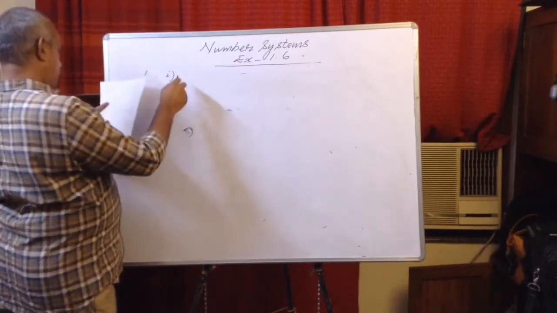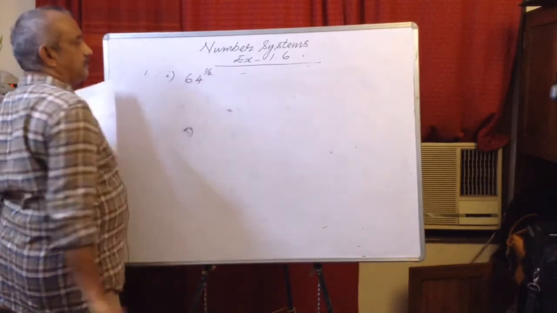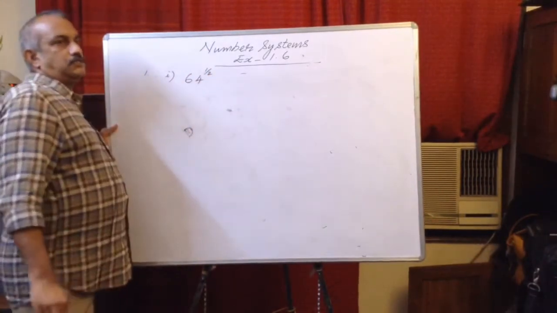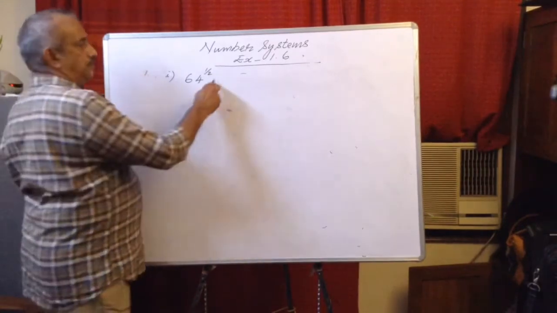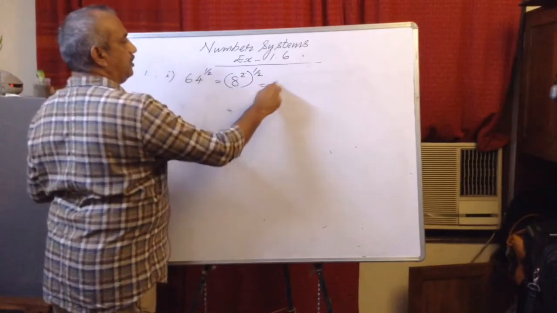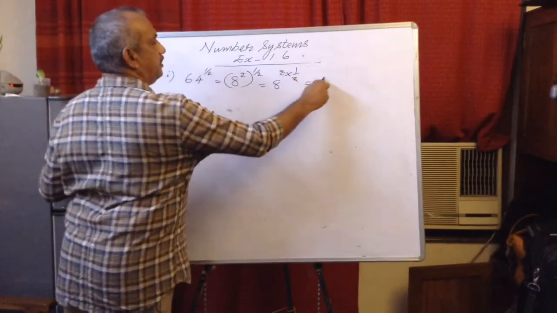first part, 64 raised to 1 upon 2. So you have to look at this number. 64 is the square of which number? 8. So we'll write 8 square the whole raised to 1 upon 2. 8 raised to 2 into 1 upon 2, cancel, 8 is the answer.